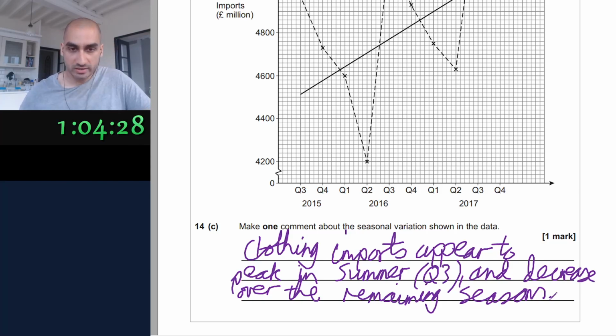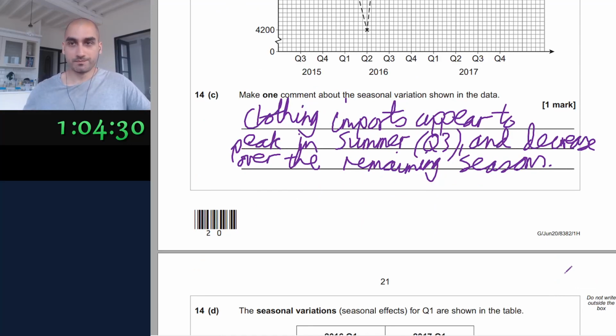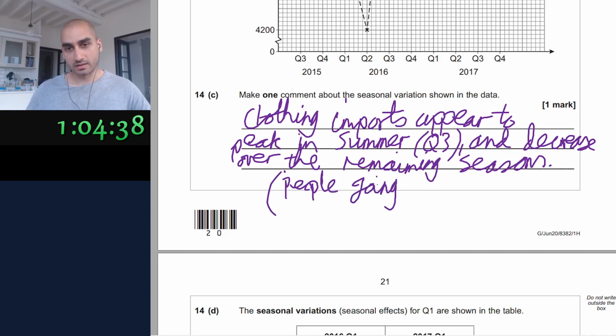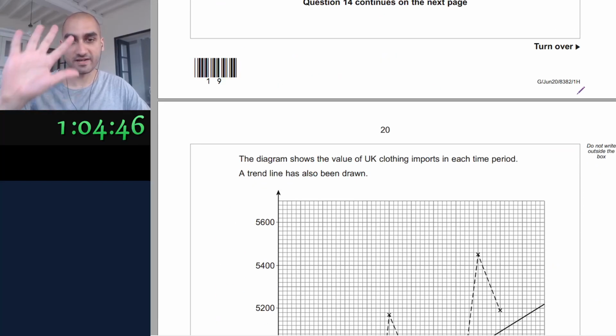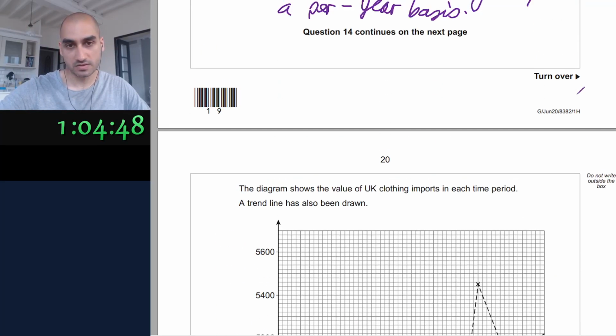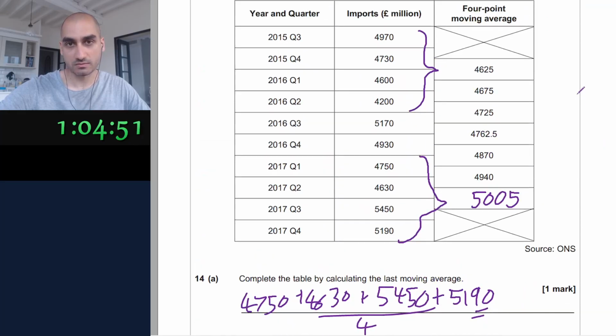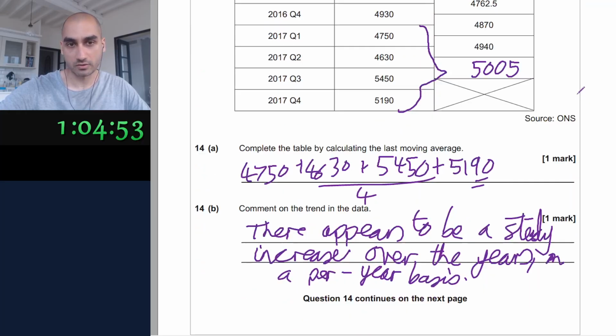Do I need to explain why? Probably not. Just in case we do need to: people going out more. I mean, it's England we're talking about, so you get like 5 days of sun in the summer. So those are the 5 days you're going to put your fancy clothes on.